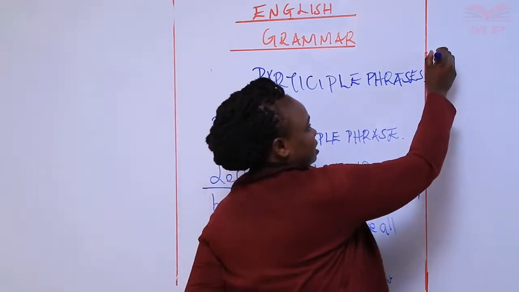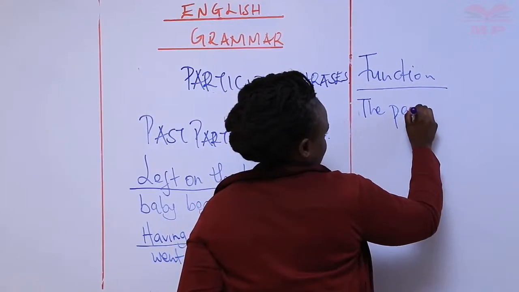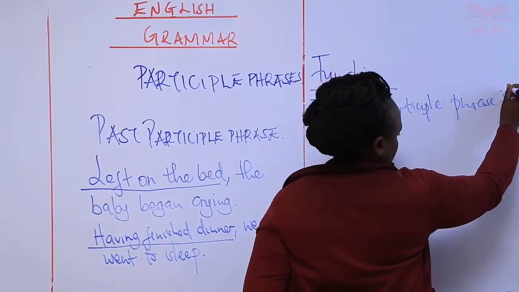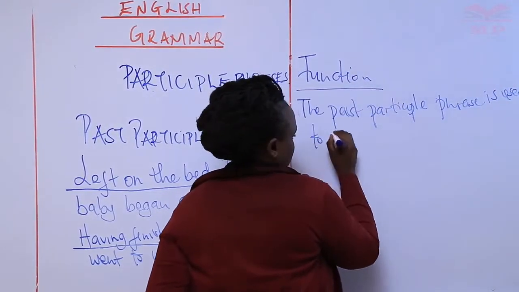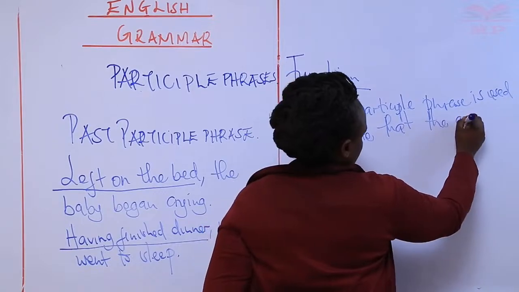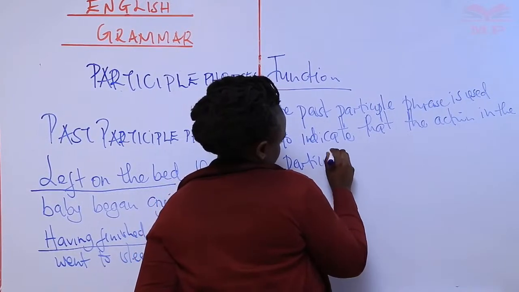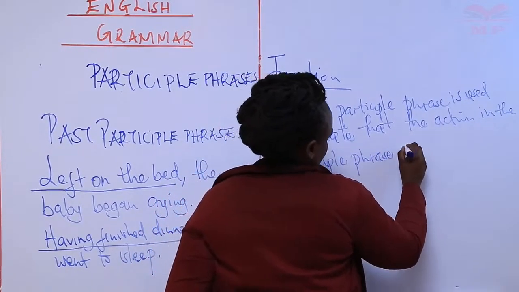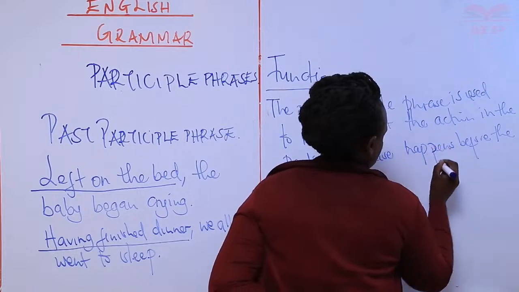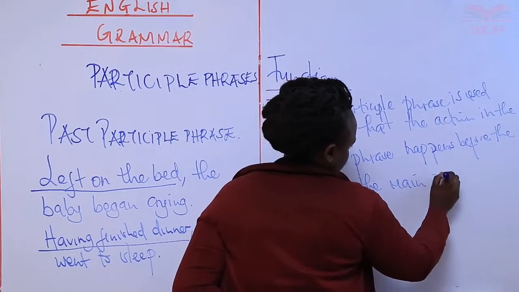So let me just say the function per se. The past participle phrase is used to indicate that the action in the participle phrase happens before the action in the main phrase.